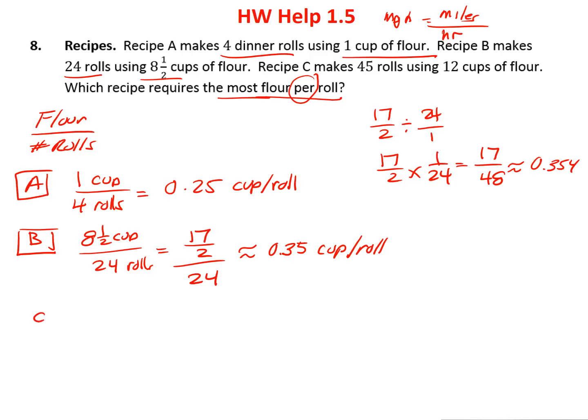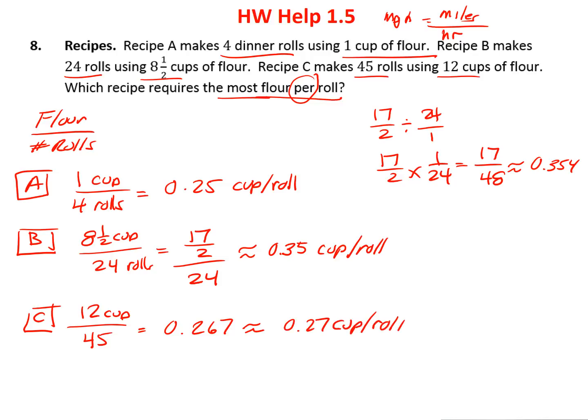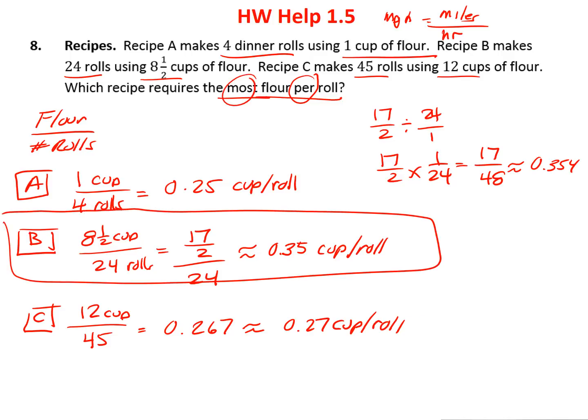So let's look at recipe C. So in C we make 45 rolls in 12 cups. So 12 cups on top and 45 rolls. So 12 divided by 45 is 0.267, or about, we'll just say about 0.27 cups per roll. So which one uses the most? B. B uses the most flour per roll.